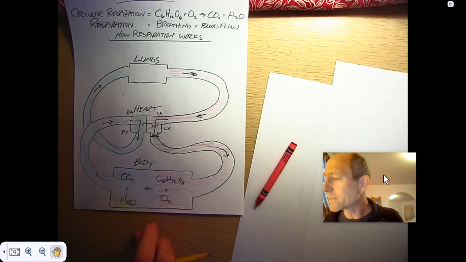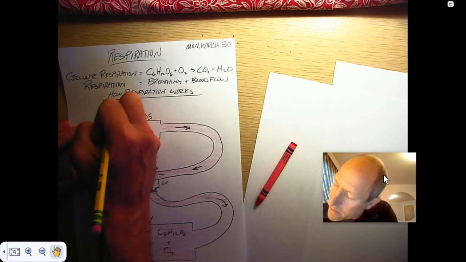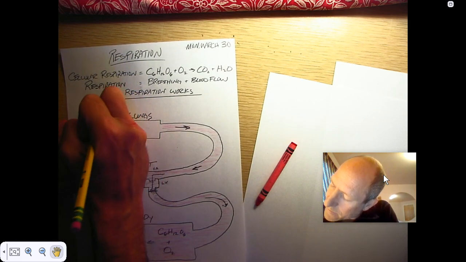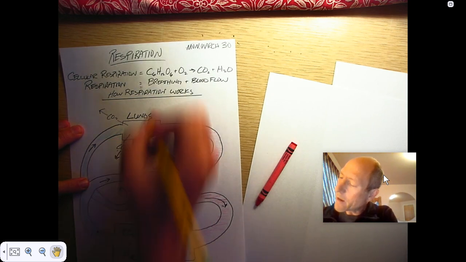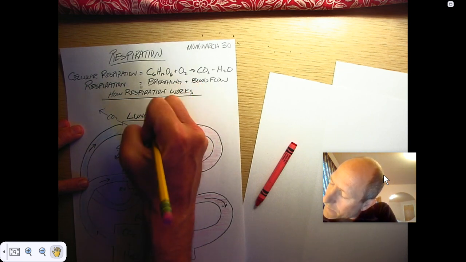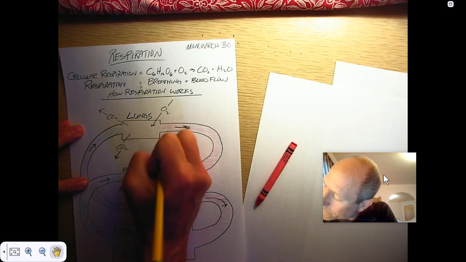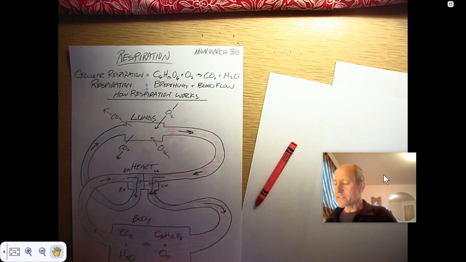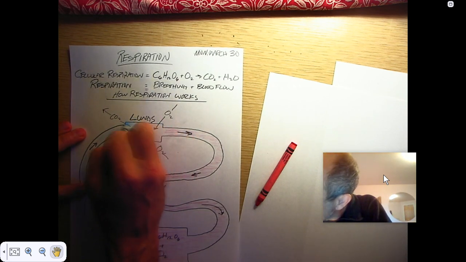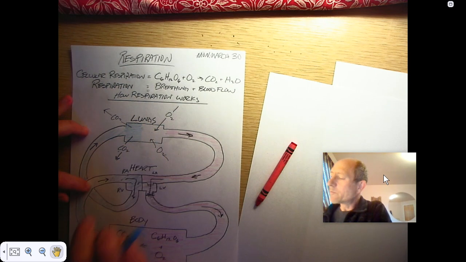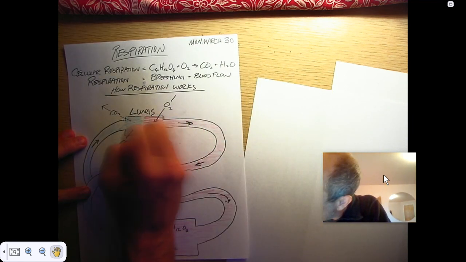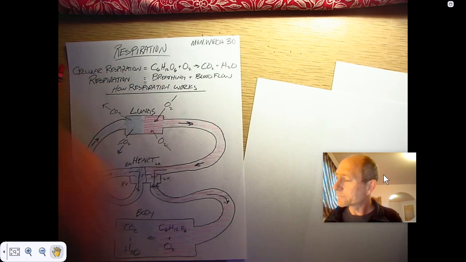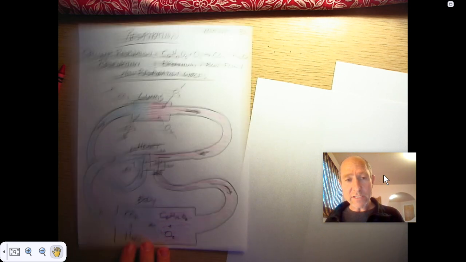So what happens in the lungs? Well, here's what happens in the lungs. In the lungs, carbon dioxide is removed from the blood, and oxygen is injected into the blood. So what's happening in the lungs is the opposite of what's happening in the rest of the body. Inside of the lungs, blood is going from being deoxygenated to being oxygenated. So that's how respiration works.